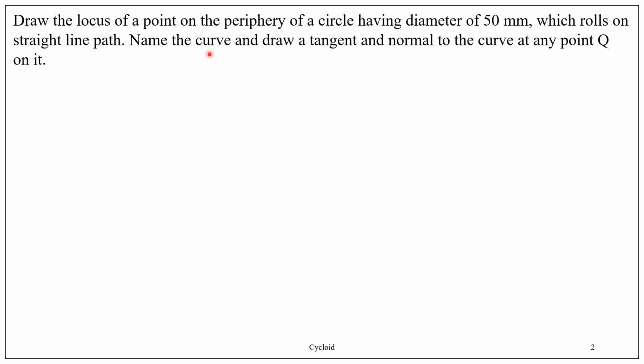How to draw for the given data? At any convenient position, preferably on the left end of the drawing sheet, draw a circle of diameter 50 millimeters. So this circle is the generating circle. The next step is to draw a straight line path. Straight line path is nothing but a straight line. But what is the length of the straight line?